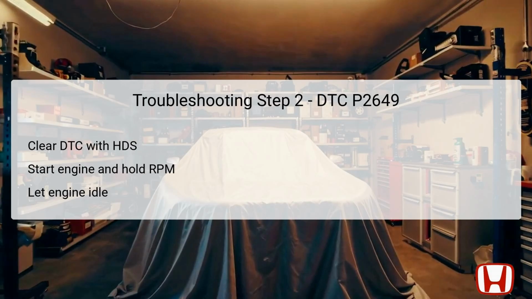In this step, utilize the Honda Diagnostic System, HDS, to clear the DTC from the engine control unit. Clearing the code allows you to reset the system and potentially identify whether the issue is persistent or intermittent. Once the code is cleared, start the engine and hold the RPM at approximately 3,000 without any load. In an automatic transmission, this can be done by placing the gear in park, P, or neutral, while in a manual transmission, keep it in neutral.